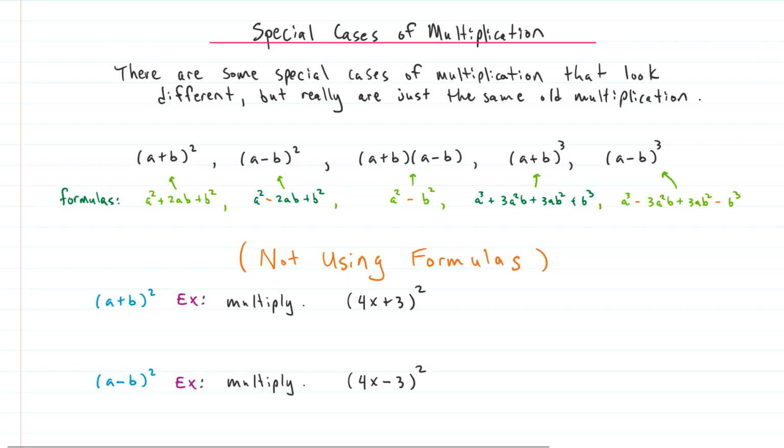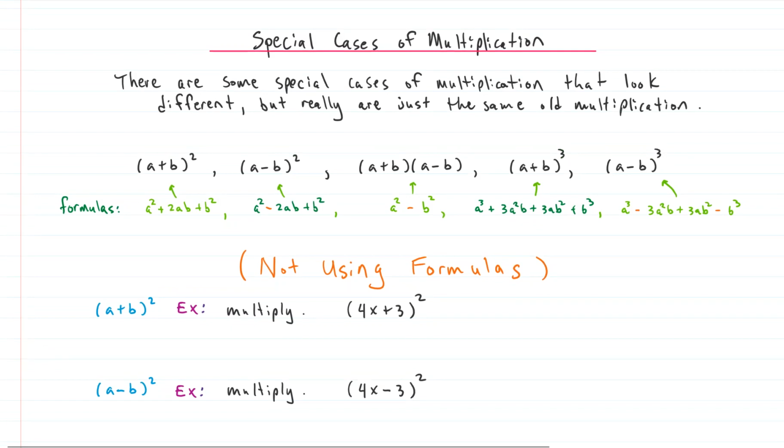So let's go through first with some examples where I don't use the formulas. I'm still multiplying these polynomials that have special cases, but I'm just doing it with normal multiplication. Then we'll go back and use the formulas, and you can judge yourself whether or not you think they're useful. And actually, whether you do or you don't, I'd love to hear about it in the comments.